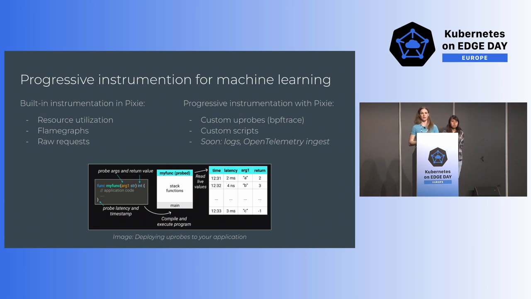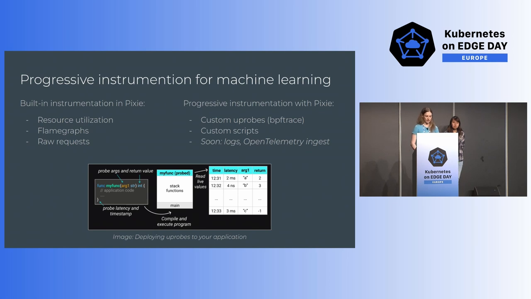But we also have the ability, once Pixie's deployed in the cluster, to add additional user-specific instrumentation for your application. So we can use uprobes, which is a user space BPF probe, to trace particular functions in your application that you're interested in without requiring a redeploy or anything like that. You can write custom scripts and custom dashboards, and soon it's going to support things like arbitrary data sources from OpenTelemetry ingest and things like that.